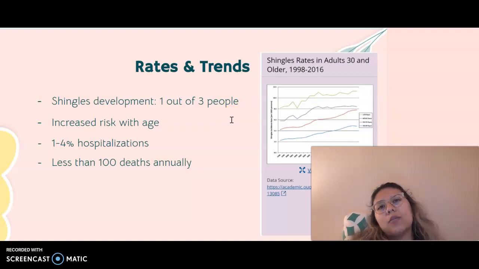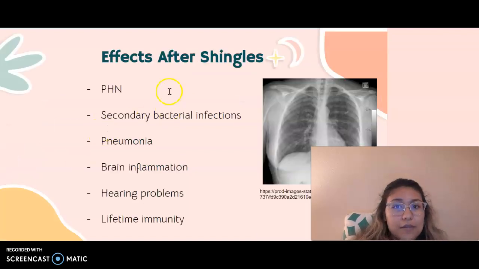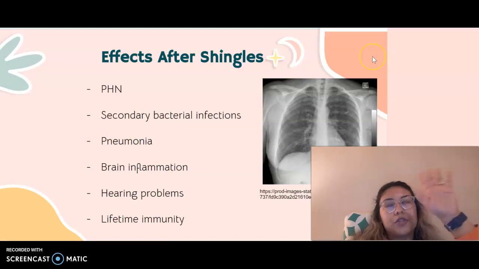And within that 1 to 4% of individuals, you have 30% of those individuals who are immunocompromised. We have less than 100 deaths annually because of shingles. So let's get into the effects of shingles. Once you've recovered from shingles, you can experience these things.